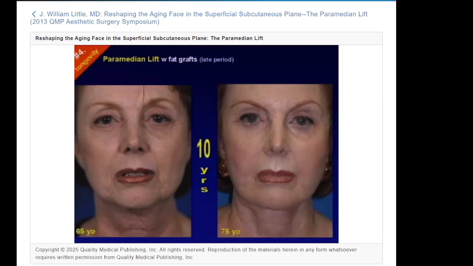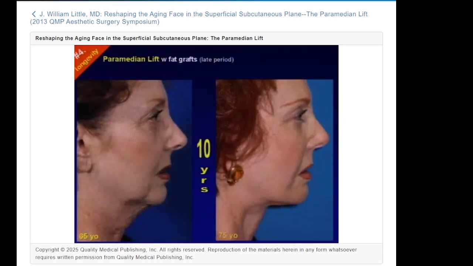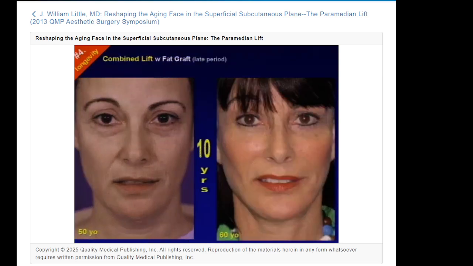It's another example of an older patient. She's 10 years older than the day she had her surgery, and yet she looks considerably younger. So I find that the results tend to be stable over time. Here's another example. She's now 50. She was 60. She was 50, and she looks younger.